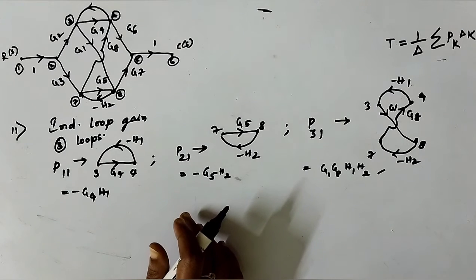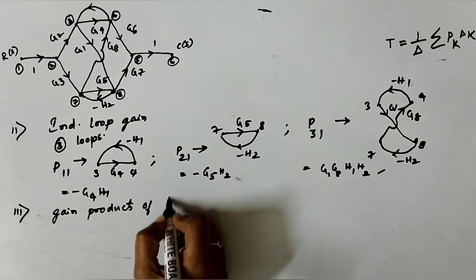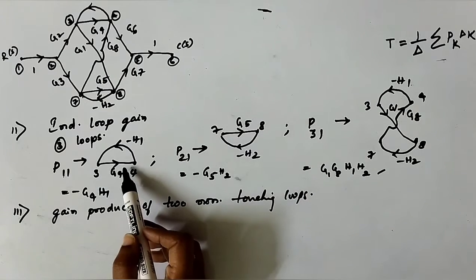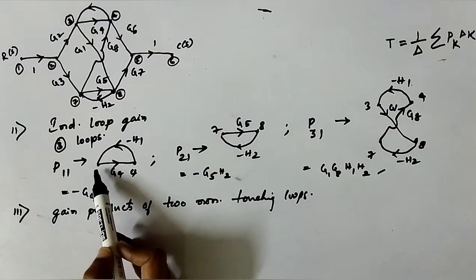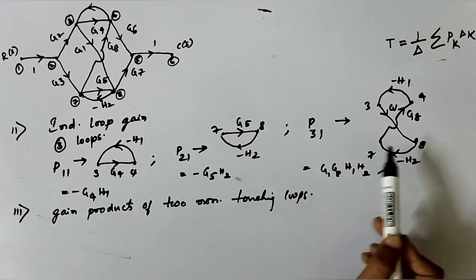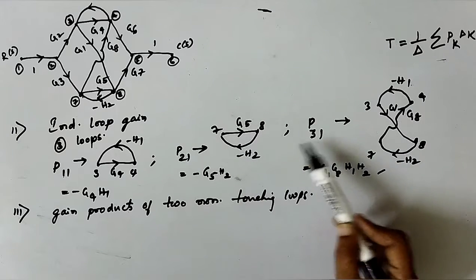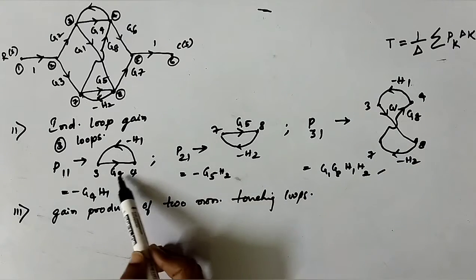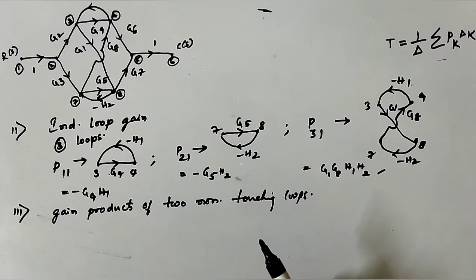We'll find out the non-touching loops, the gain products of 2 non-touching loops. Now if you pick these 3 individual loops, and we pick this and this, you have 3 and 4 in common, so these two won't be non-touching loops. If you pick this and this, 7 and 8 are again in common, so definitely this won't be a combination of 2 non-touching loops. When you pick these two, you don't have anything in common. So this is one combination of two non-touching loops.